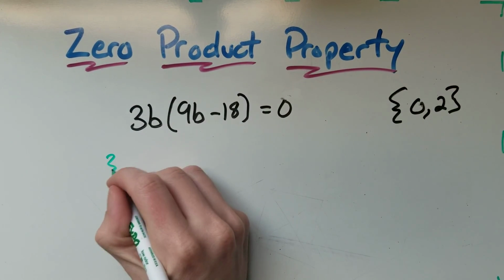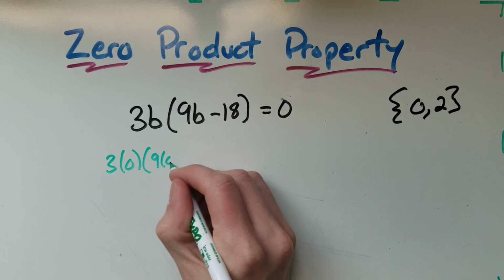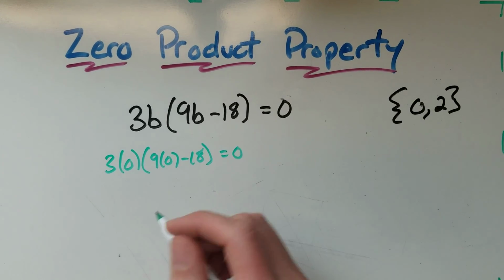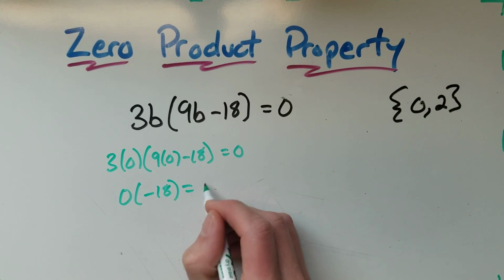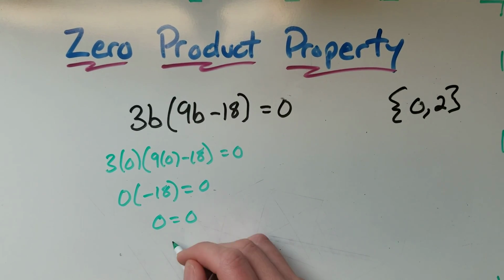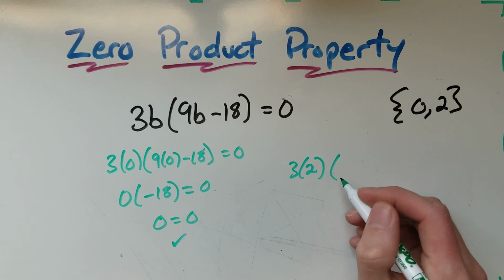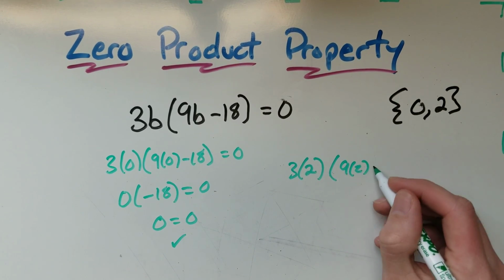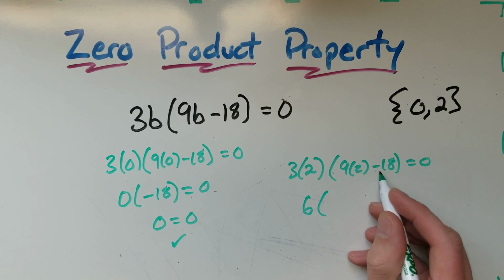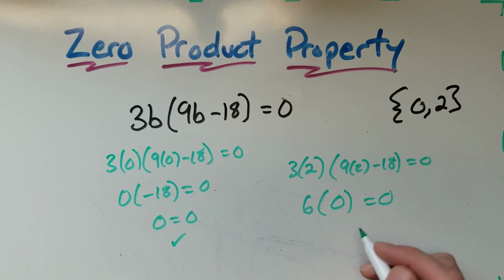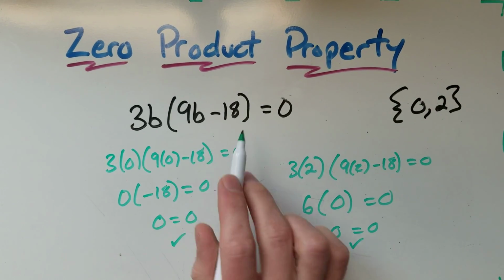Well, the first one, 3 times 0 times 9 times 0 minus 18. Does that equal 0? Well, 3 times 0 is 0, and 0 times -18, yeah, that's still 0. So this solution works. Solution of 2, well, 3 times 2 times 9 times 2 minus 18. Does that equal 0? 3 times 2 is 6. 9 times 2 is 18. Minus 18 is 0. So this equals 0. So that solution works as well. So both these are possible solutions to the equation.